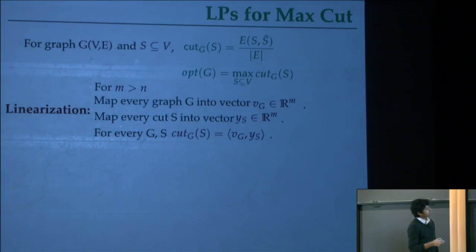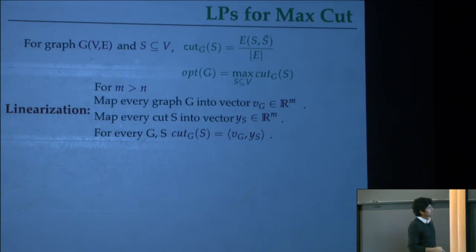The only restriction on choosing this map from graphs and cuts into vectors is that the map should be sensible: if I compute the inner product of v_G and y_S for any graph G and any cut S, it should give me the value of the cut in the graph G defined by the vertices S. In other words, this should be a meaningful linearization. And subject to that constraint, over all graphs G and all sets S, I allow any possible linearization.